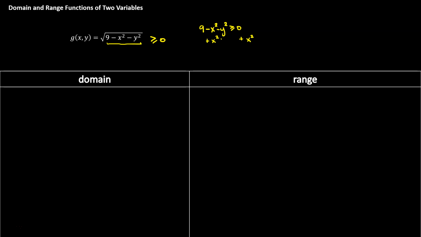If I add x squared and y squared to both sides of my inequality, I end up with 9 is greater than or equal to x squared plus y squared. Now if this were just an equal sign, we might recognize immediately that this looks like a circle. But remember, it's not just an equal sign, it's an inequality that includes the equals. So this is a circle, but also all of the points that would fill in the circle.